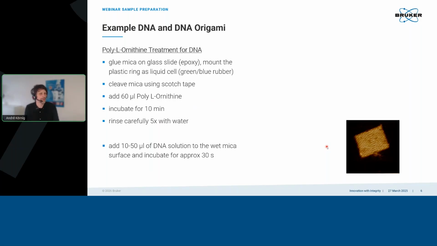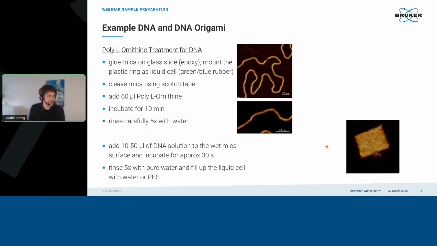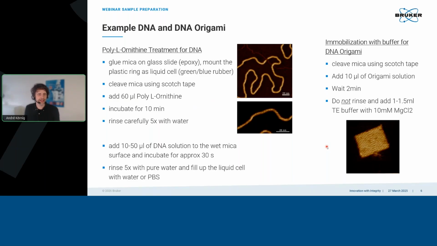Then you can add your DNA solution. You let it also incubate a bit and rinse it to remove the unbound DNA. You can then nicely image in either PBS or even pure water. It sticks to this polyornithine surface by the charge. Another example is immobilization of DNA origami, which is even easier. You cleave the mica and add the origami solution, which is in 10 millimolar magnesium chloride buffer, and you wait, and the 2+ ions will just pin down the DNA.